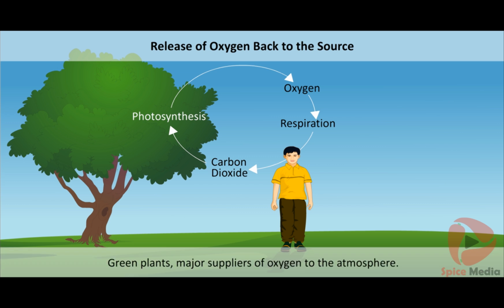Free oxygen, a byproduct of photosynthesis, is added to the atmosphere. So green plants are the major suppliers of oxygen to the atmosphere. It is therefore important that we grow more trees to protect the oxygen reservoir. As you all know, Earth is the only planet that inhabits life. This is because of the presence of oxygen, which is absent in all other planets.